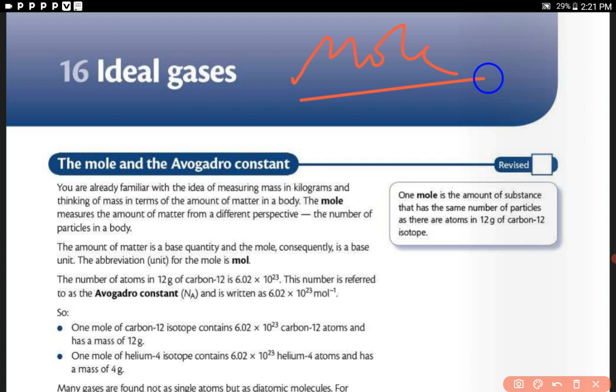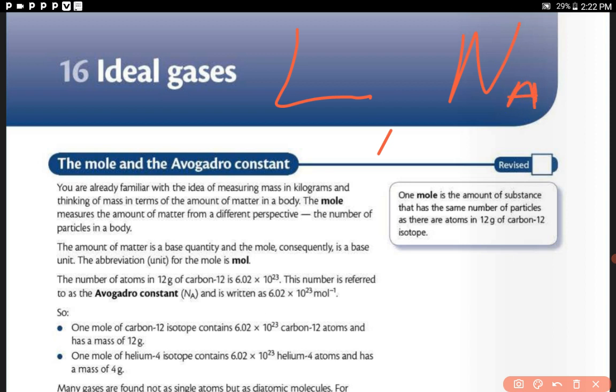One mole is the amount of a substance that contains as many elementary particles as there are carbon atoms in exactly 12 grams of carbon 12 isotope. The unit of the mole is mole. And then the next is the Avogadro constant. It is represented by L, and sometimes represented as the Avogadro number, like this, N_A.